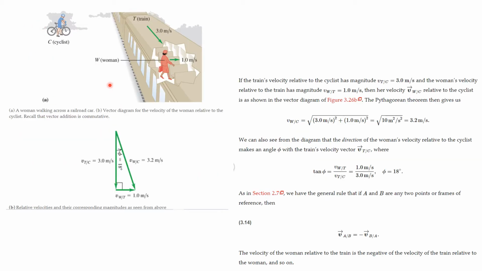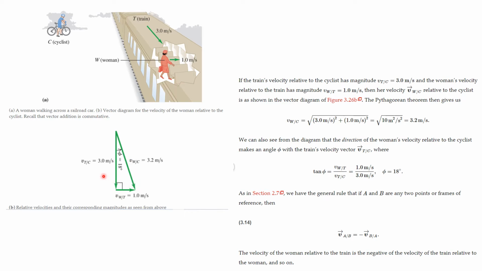So what we have in the picture is the woman on the train, moving from one side of the train to the other at 1 meter per second. The train itself is moving at 3 meters per second relative to the cyclist, and the problem is to find how the woman is moving relative to the cyclist. From a vector standpoint, the velocity of the train relative to the cyclist is 3 meters per second this way. The woman relative to the train is 1 meter per second. So we're adding those two vectors.